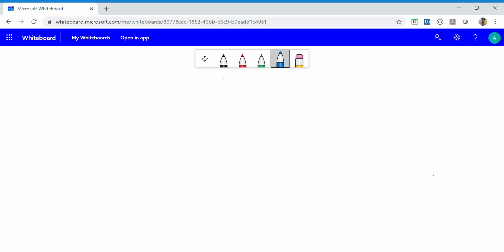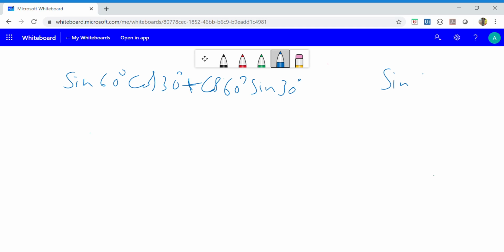Evaluate sine 60 degrees cos 30 degrees plus cos 60 degrees sine 30 degrees. Evaluate this value. And what is the value of sine of 60 plus 30? What can you conclude?